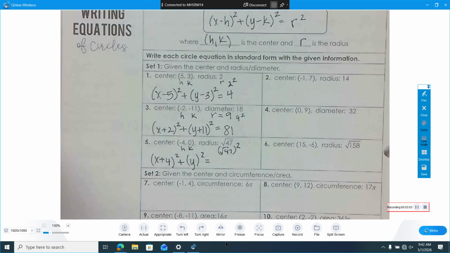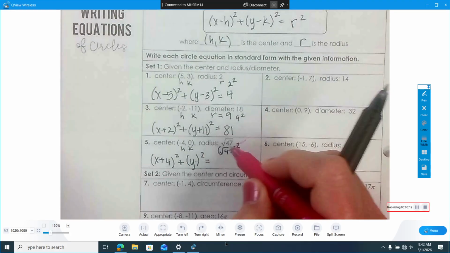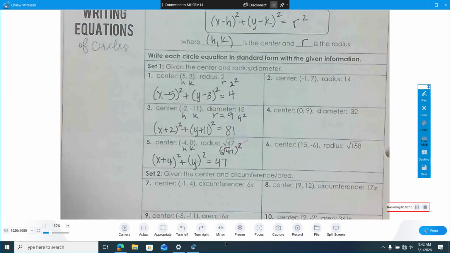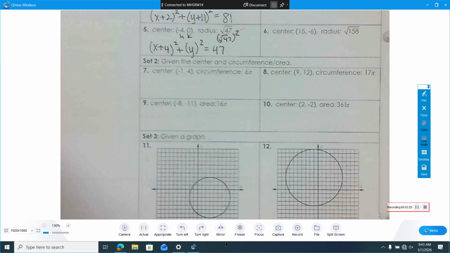What happens when we take radical 47 and square it? It's just 47. Yeah, that's right. The square and the square root are inverse operations. They cancel one another out, so we just get 47. All right, I don't think we need the middle there. Let's look down at just number 11 here.